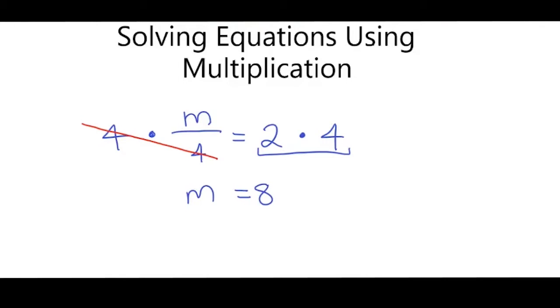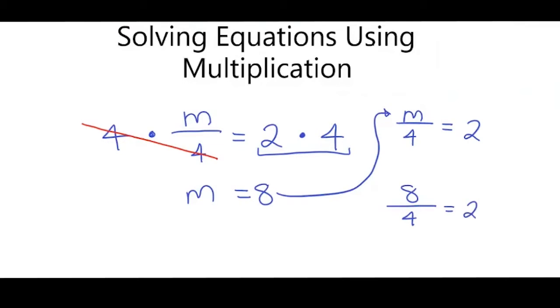Now I'm going to test it. So I'll rewrite the original equation, m divided by 4 equals 2. And then I will replace the m with the 8. So now I have 8 divided by 4 equals 2. All right, now I'll do the division. 8 divided by 4 is 2. So 2 equals 2. Well, that's true. So our answer is m equals 8.